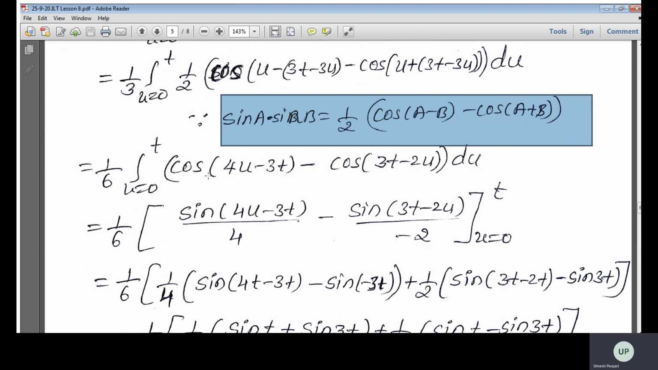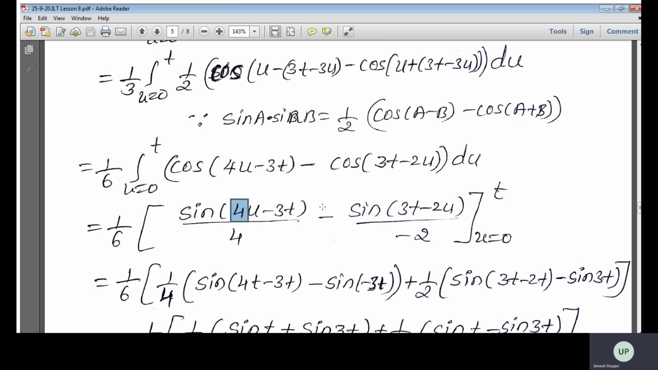Now there is a single term in the first term and second term. We can integrate separately. So integration of cos of 4u minus 3t is sine 4u minus 3t divided by 4. Why do we have to write 4 here? Because the coefficient of u is 4 here. Similarly, the second term, integration of cos of 3t minus 2u, will be sine 3t minus 2u divided by minus 2 because the coefficient of u is minus 2. Remember, here variable t acts as a constant in the convolution theorem. Variable is u here. Okay? So u is running from 0 to t.